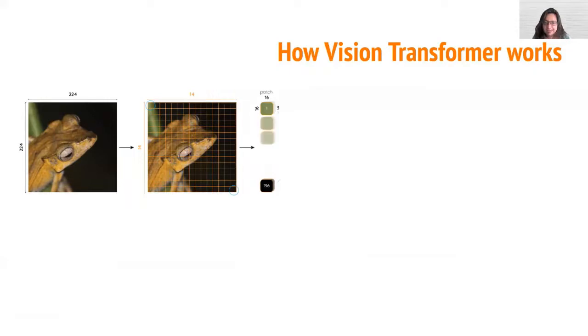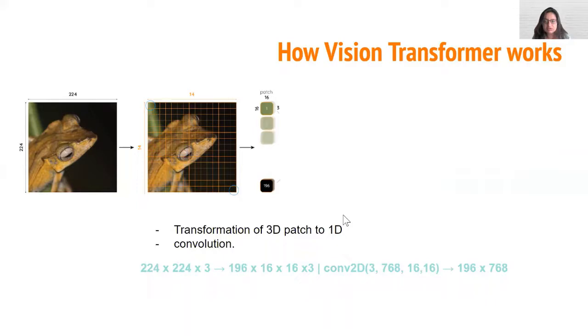Now each patch is 16 by 16 by 3. 3 is the RGB color channel in this case. And we have 196 such patches. Next, we transform these patches to linear form or 1D. One choice for this operation is to use a convolution block such that each patch is passed to it one at a time, and we get an output of dimension 196 by 768.